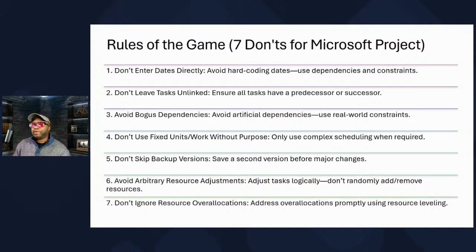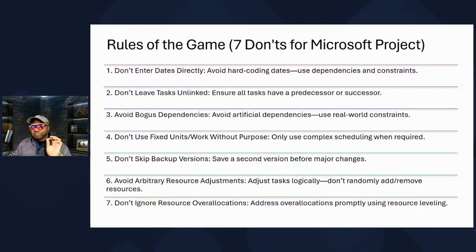Number six, avoid arbitrary resource adjustments. Adjust tasks logically, don't randomly add or remove resources. Number seven, don't ignore resource overallocations. If you are using resource loading and you've got resources in there, address those overallocations promptly.